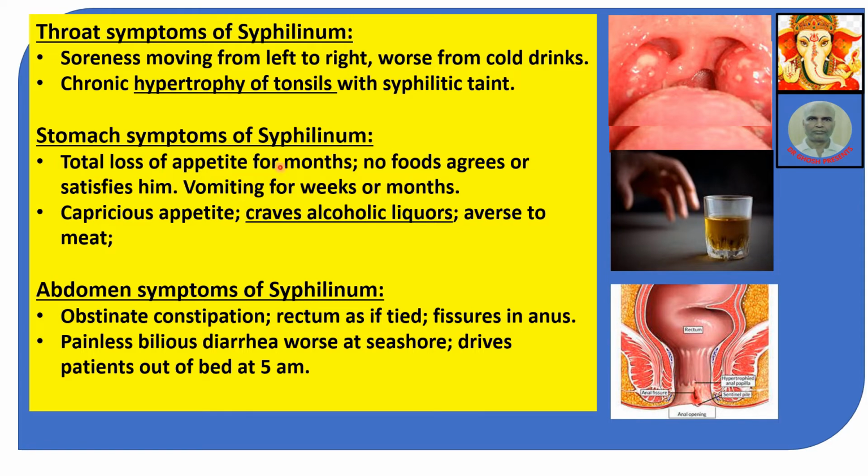Stomach symptoms of Syphilinum: total loss of appetite for months, no food satisfies him, vomiting for weeks and months, capricious appetite, craves alcoholic liquors, averse to meat. Abdomen symptoms of Syphilinum: obstinate constipation, rectum as if tight, fissures in anus.